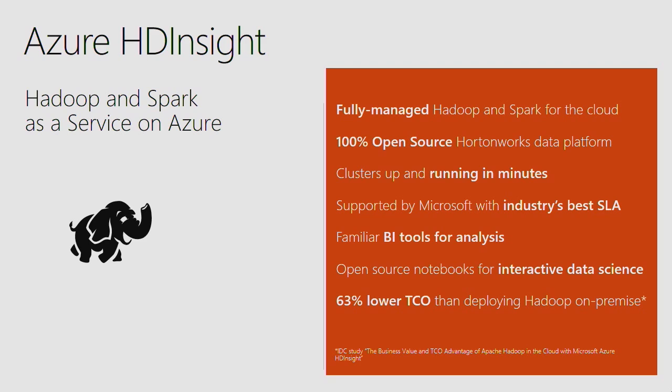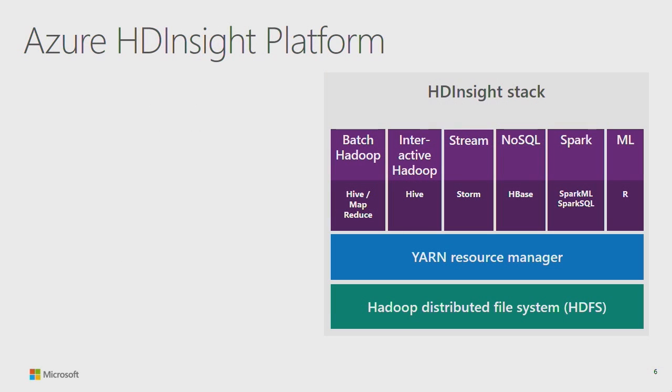And finally, according to a study done, using cloud is up to 63% cheaper than using Hadoop on-prem. So based on that, HDInsight is really a good choice to do Hadoop on the cloud. So when we say HDInsight, what is it that we're offering? When you look at the HDInsight stack, you choose from one of the different clusters. These are the different cluster types we have right now. We have batch Hadoop, interactive Hadoop, streaming, NoSQL, Spark, and ML.